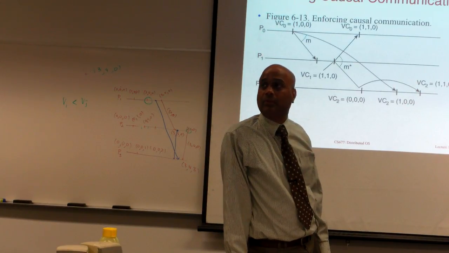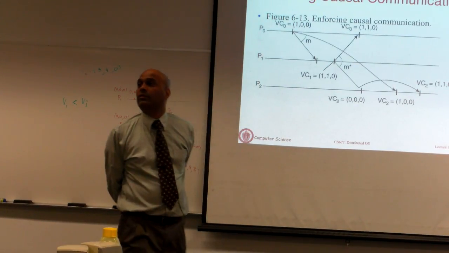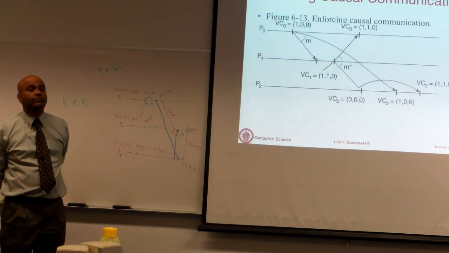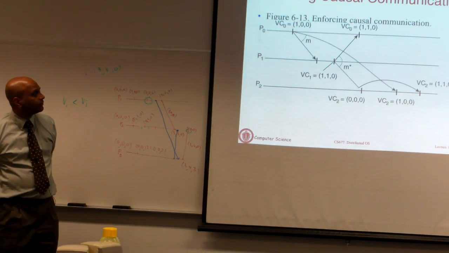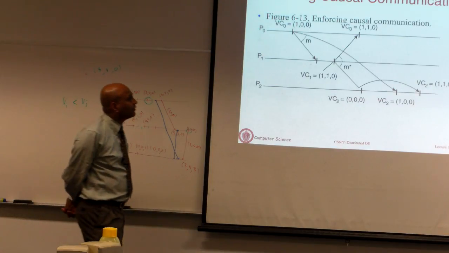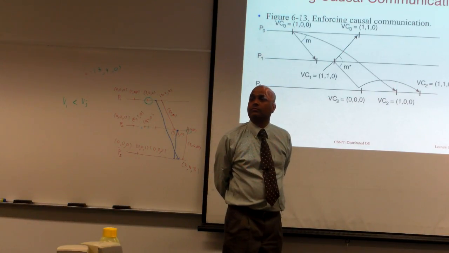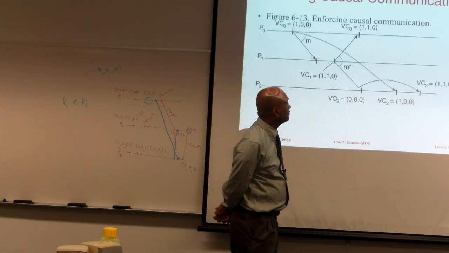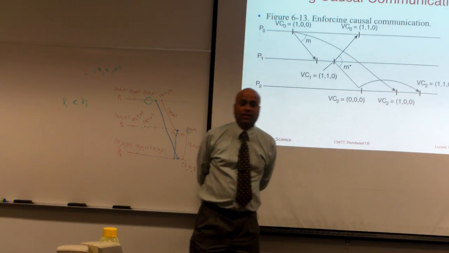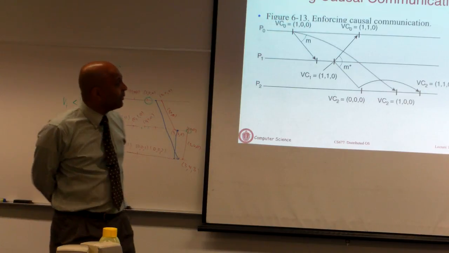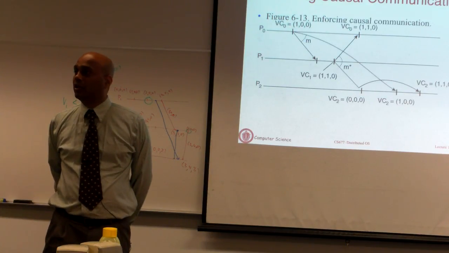Okay? Yes. Same question actually. So in P2's timeline, in the second tick when he gets the message, shouldn't he increase his own value and then take VC naught and do a max and set it to 1, 0, 1? Okay. The question that is being asked is, when you receive a message, shouldn't you take your local integer?